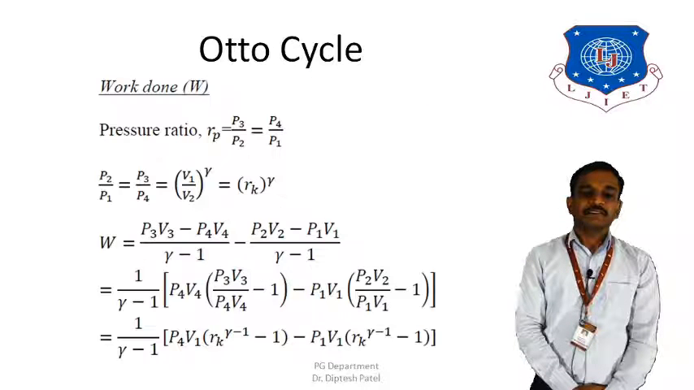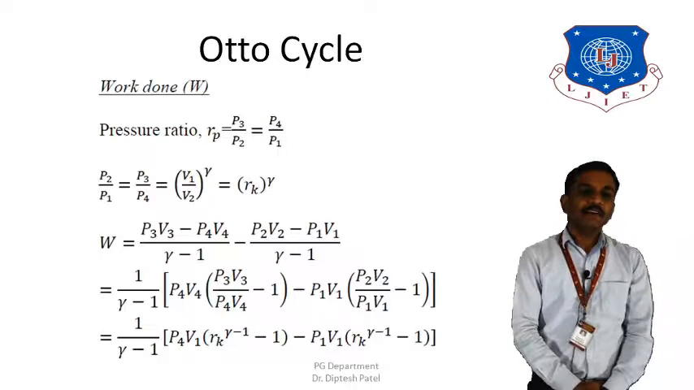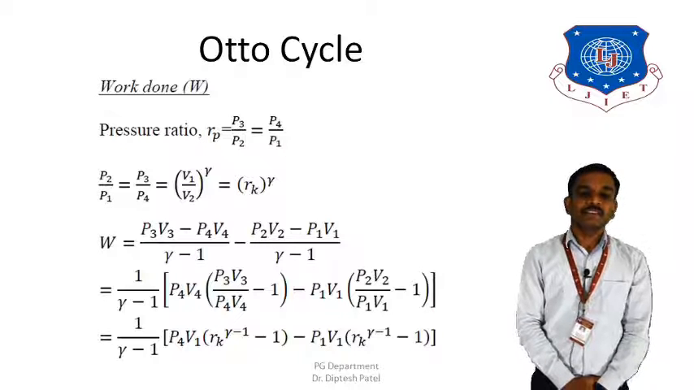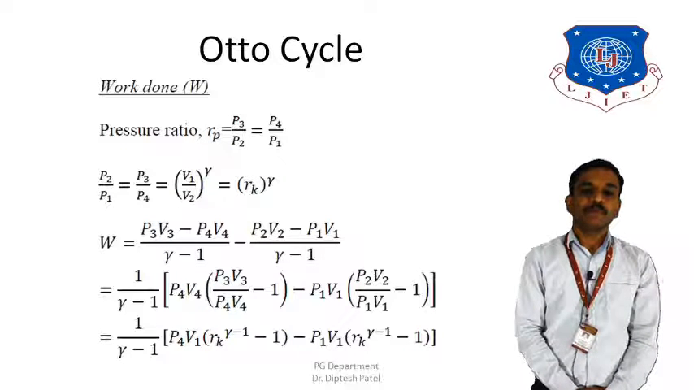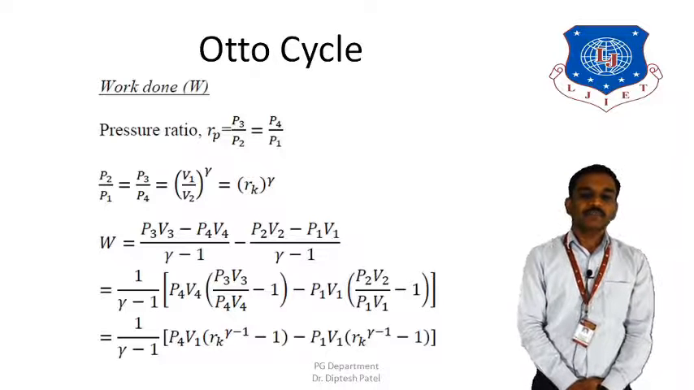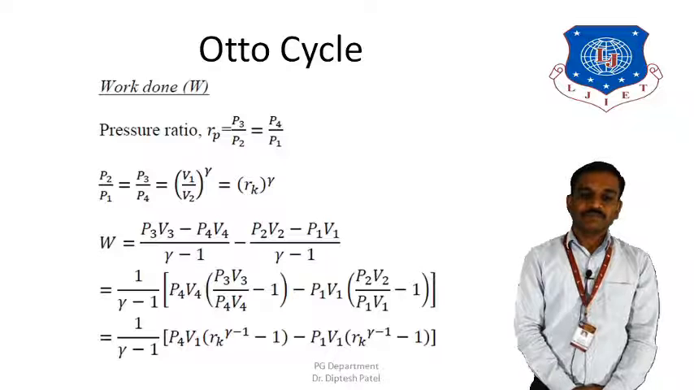So this is what the efficiency is. Now let's move forward to the work done. Here we are going to use the pressure ratio, that is Rp = P3/P2 = P4/P1, and that can be written as P2/P1 = P3/P4, which is equal to (V1/V2)^gamma, that is equal to Rk^gamma, because we know that is the compression ratio.